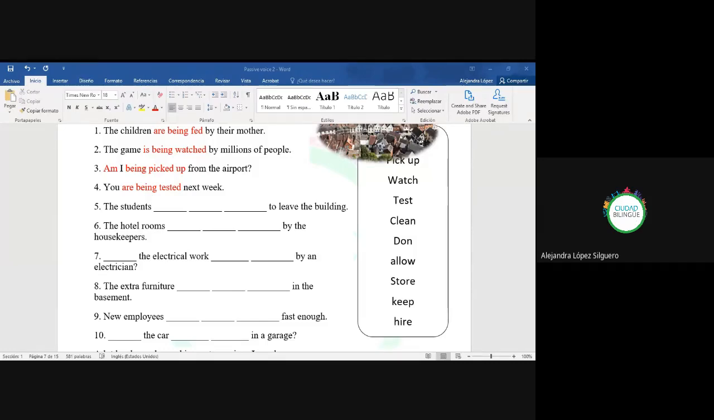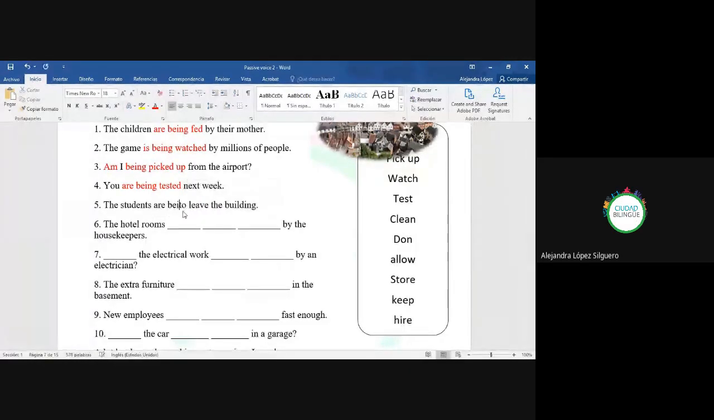The students aren't being allowed to leave the building. Excellent.